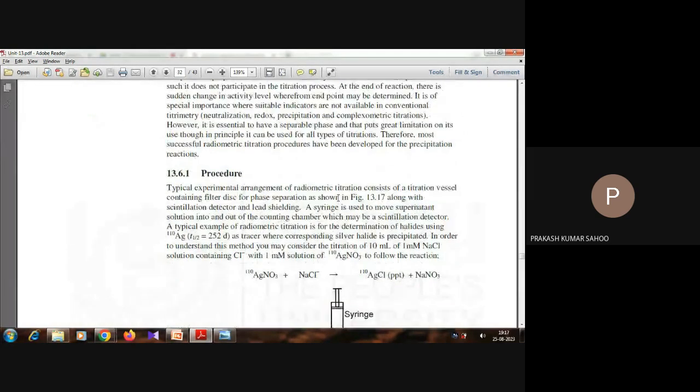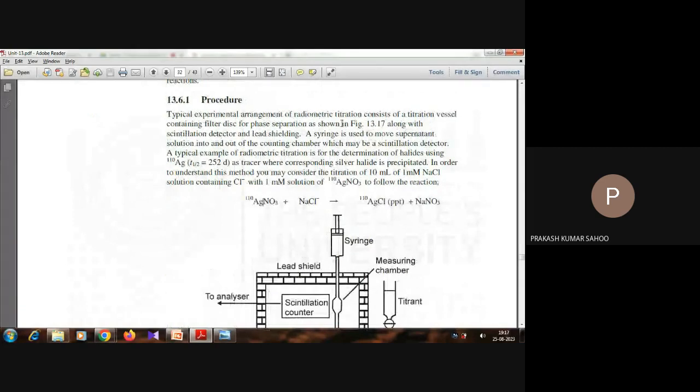Radiometric titration is a procedure that consists of a titration vessel containing filter discs for phase separation, along with the scintillation detector and lead shielding. A syringe is there. This is lead shielding. There will be no radioactive rays coming out to the outer environment. For this, lead shielding is there to shield the radioactive rays coming from the radioactive decay. A syringe is used to move a supernatant solution into and out of the counter cell.